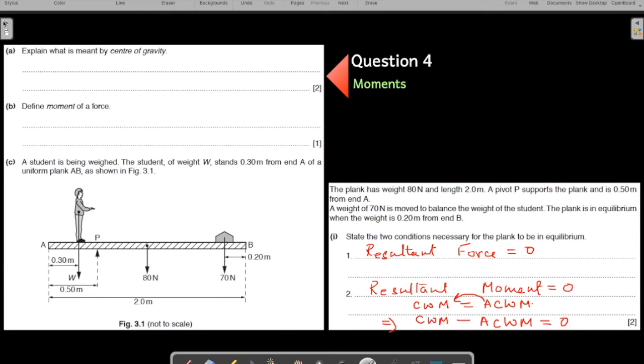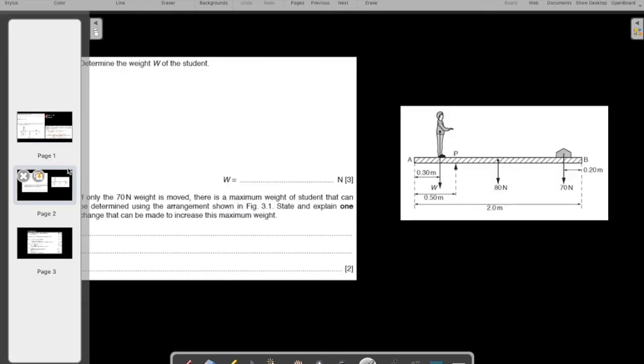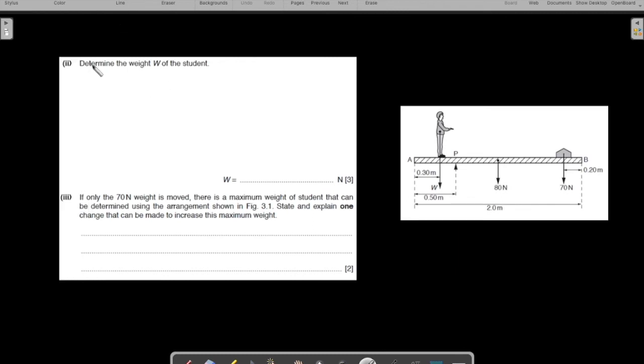Alright guys, let us move on to the next part of the question, which is also simple. Determine the weight of the student. I've carried the picture on this screen as well. Determine the weight. P is the pivot, so there is only one missing variable, so you need not worry. Let us first make a circle around all the forces so that we do not miss any force while calculating the moment.